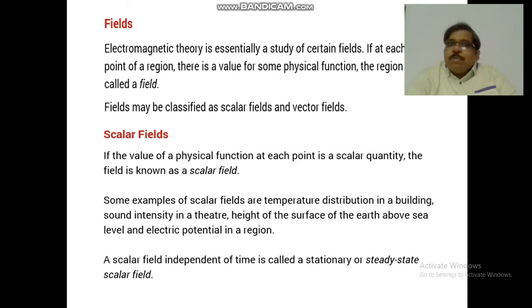The electromagnetic theory is essentially about studying certain fields. A field is nothing but a region of points, and fields may be classified as scalar fields and vector fields. What is a scalar field? If a physical function at each point is a scalar quantity, the field is known as a scalar field. For example, temperature distribution in a building, sound intensity in a theater, and height of the surface of the earth. These are some examples of scalar fields. A scalar field independent of time is called a stationary or steady state scalar field.